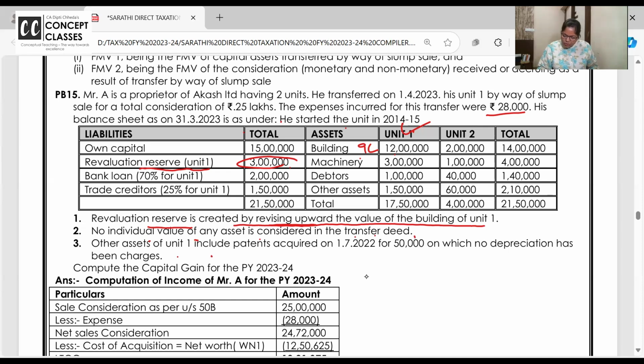Other assets include patents which are acquired for 50,000. In these other assets, patents are there on which no depreciation is charged. Can anyone say quickly in the class what is the rate of depreciation for patents, technical know-how, copyrights, as per the Income Tax Act? Hope you all have this. If not, take a screenshot. Deepti ma'am has taught you business law. If it did not come, then close this and go study business law again.